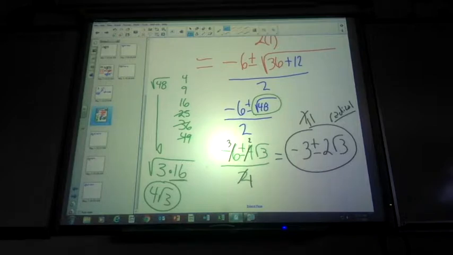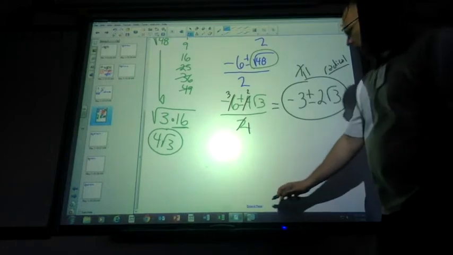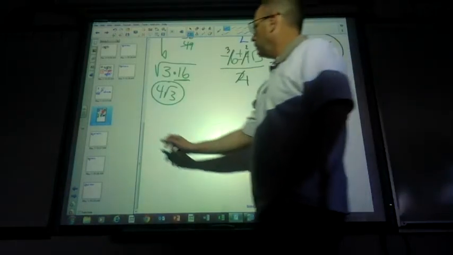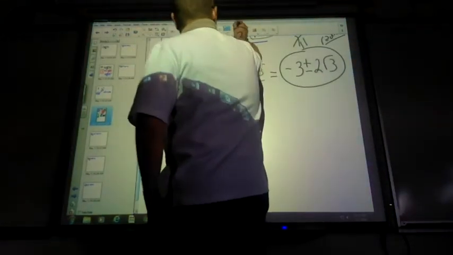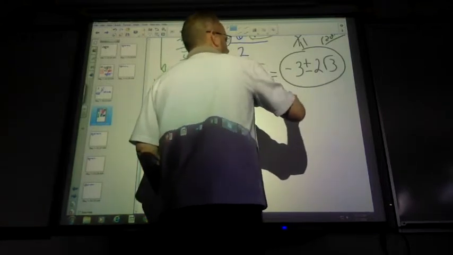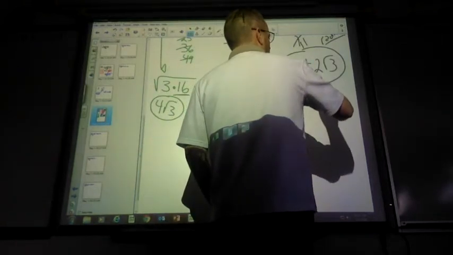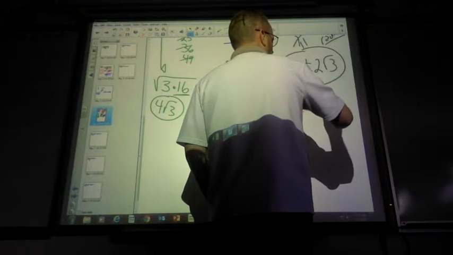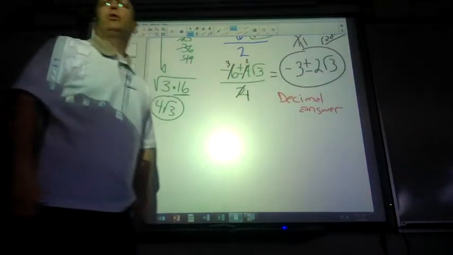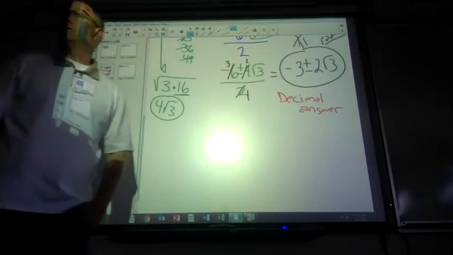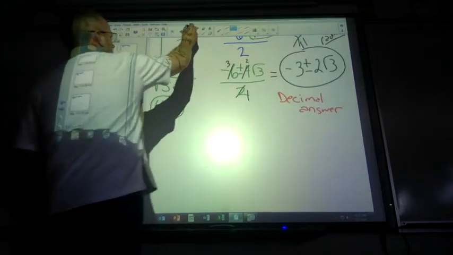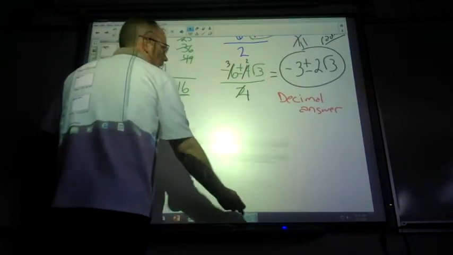Now I want to do the decimal answer. Okay, I know it didn't ask for it. So that's the radical answer. Now I want to have a decimal answer. So I need to figure out what 2 root 3 is equal to. Again, this is not something that you have memorized.